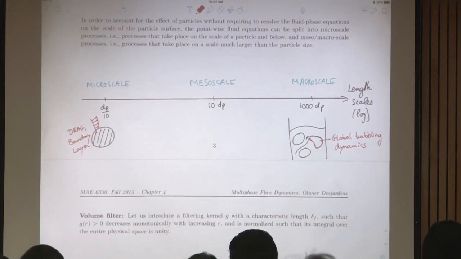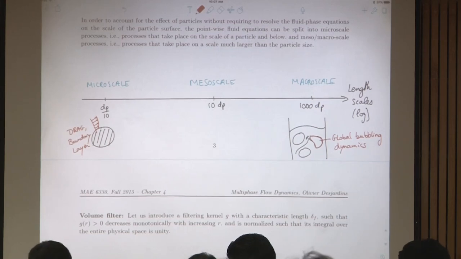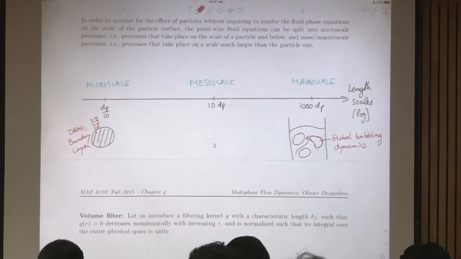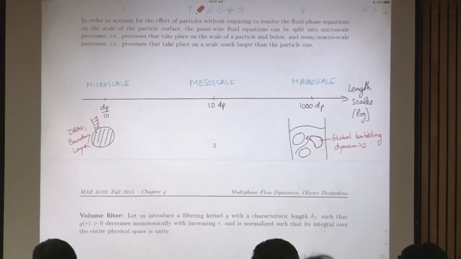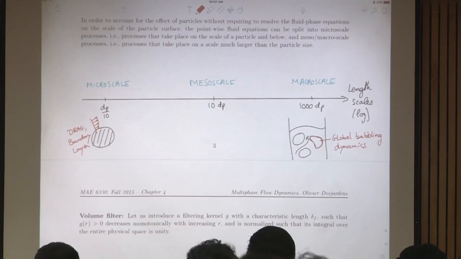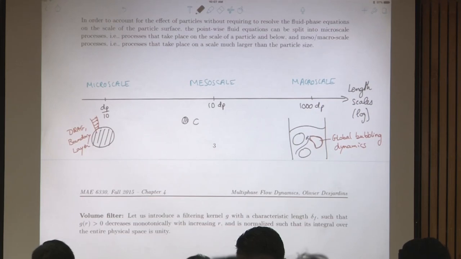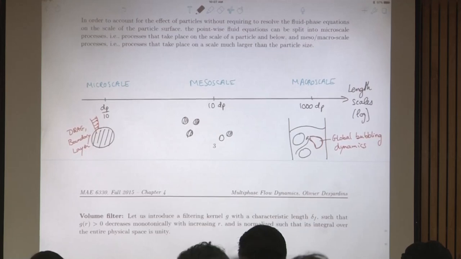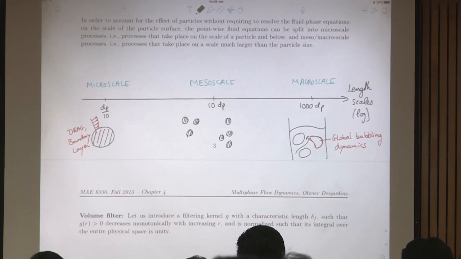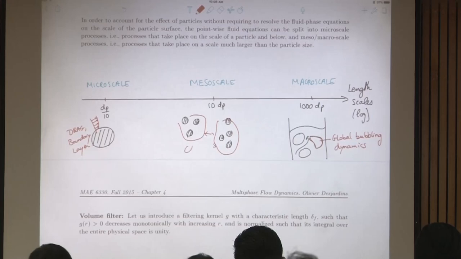Between, what do we have? Well, we have at 10 dp, essentially the smallest scales at which it makes some sense to measure inhomogeneity in the particle distribution. This is where we're going to see whether particles are a bit closer together or a bit further from one another. So typically, the type of thing we're going to see on the scale of about 10 dp is the difference between this, or the non-uniformity that might arise due to clustering.